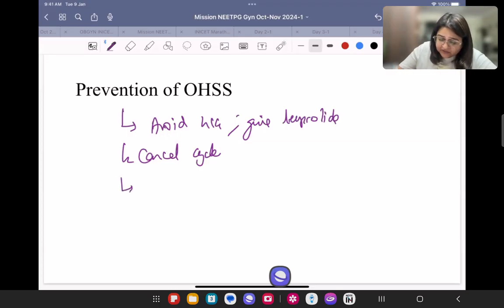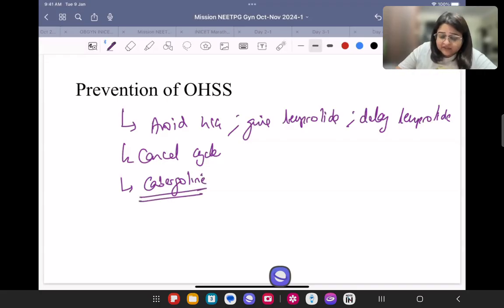What else can you do? You can avoid HCG, give leuprolide, or delay the trigger. Don't give it immediately, give it after a few days. Okay, what else can you do? There are certain drugs which are known to reduce the incidence of OHSS. One is cabergoline. Where do we usually give cabergoline? Where do we give cabergoline? It's a drug we use for hyperprolactinemia, right? But in gynae, we use it for many.